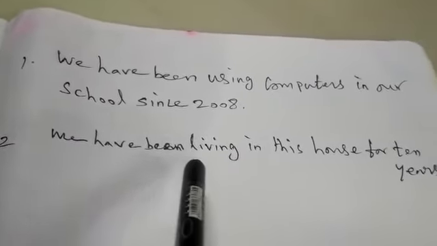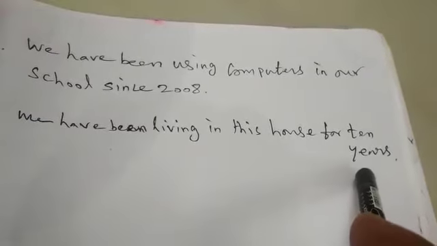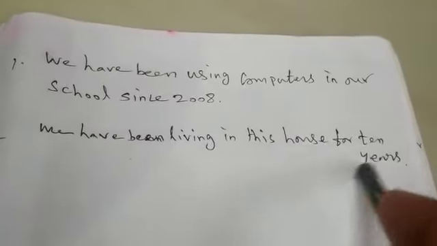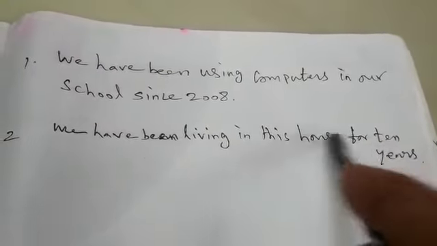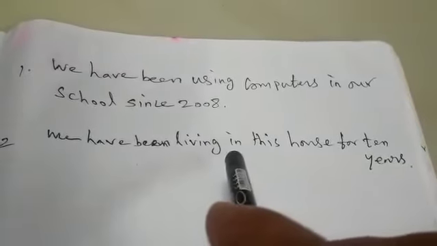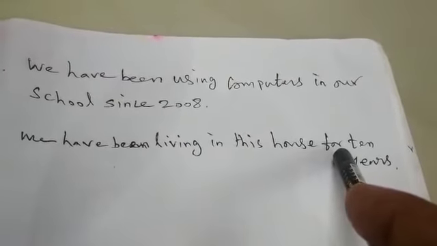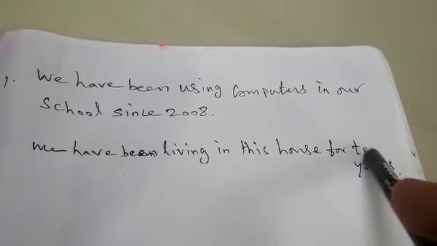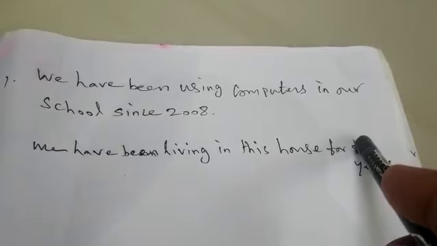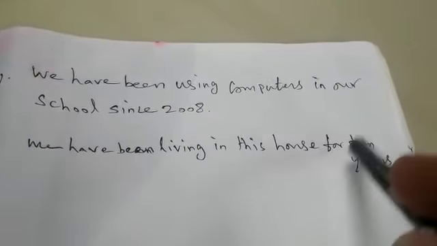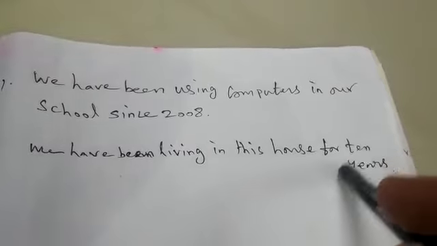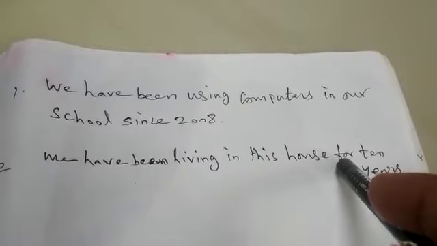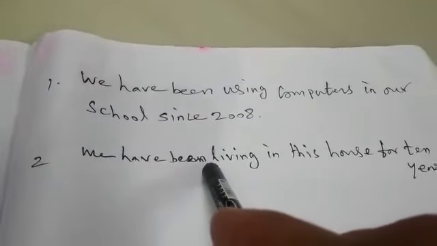Here: we have been living in this house for 10 years. This is a total period of time, so you use present perfect continuous tense with the keyword "for". Why do you use "for" here? 10 years is a total period of time, a duration of time. So use "for" here with present perfect continuous tense.